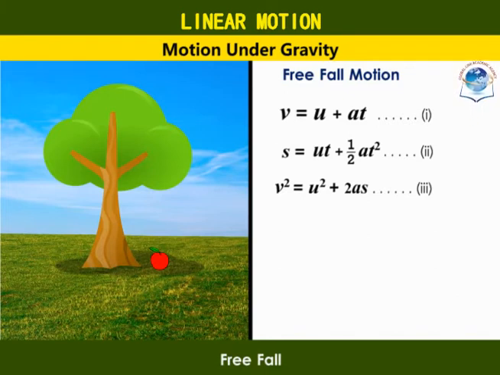So the three equations become, the first one, v is equal to u plus gt. The second one, s is equal to ut plus a half gt squared. And the third one, v squared is equal to u squared plus 2gs.